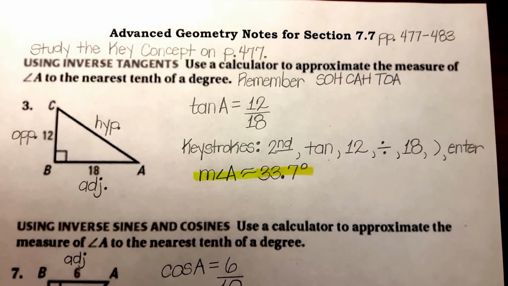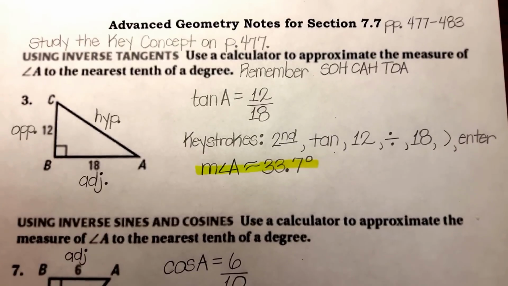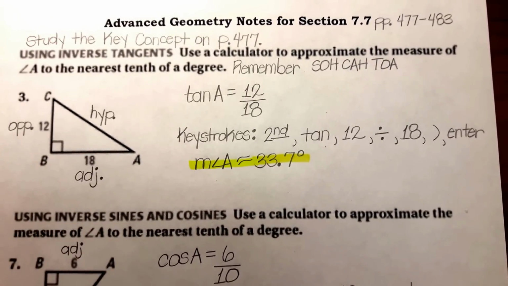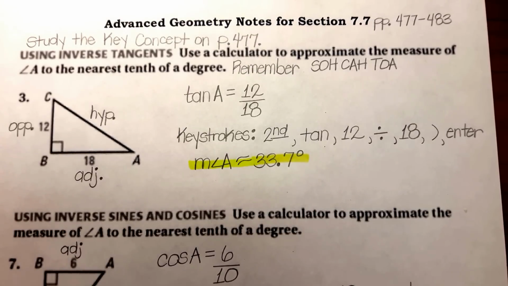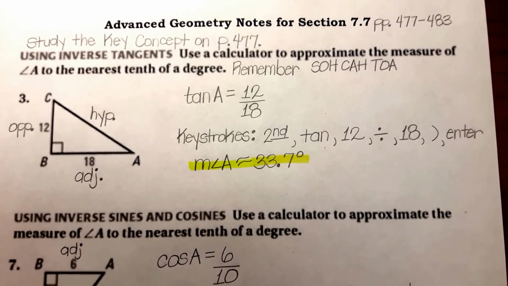Turn to page 479 and look at question 3. Okay, problem 3 says using inverse tangents, use a calculator to approximate the measure of angle A to the nearest tenth of a degree.